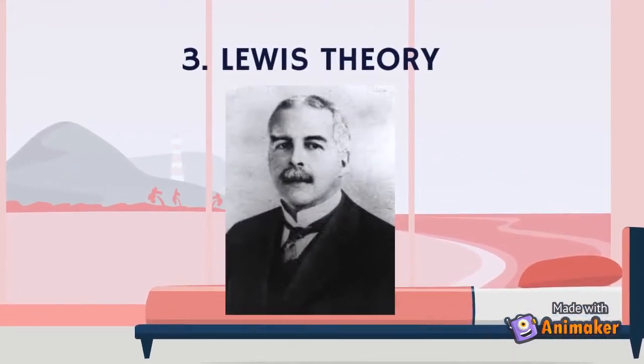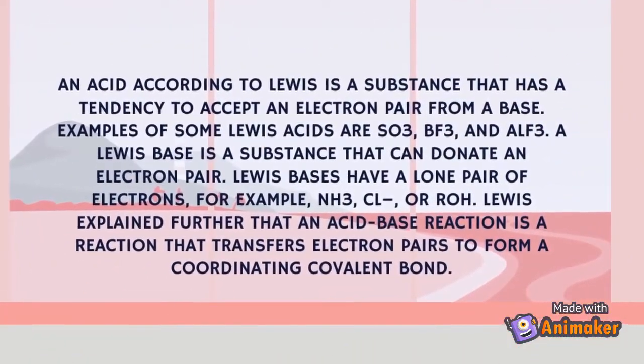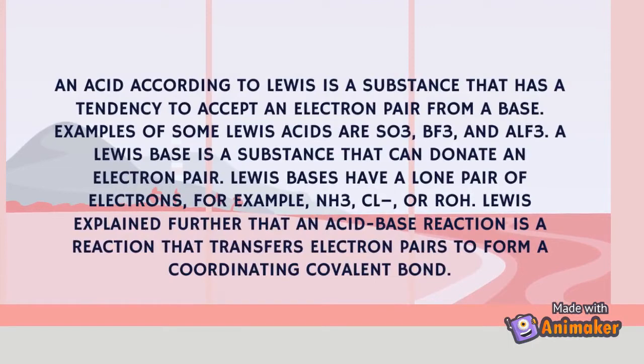The last one is the theory from Lewis. In 1923, Gilbert Newton Lewis, a chemist from UC Berkeley, proposed an alternative theory to describe acid and base. His theory described acid and base based on structure and bonds. An acid, according to Lewis, is a substance that has a tendency to accept an electron pair from a base. Examples of some Lewis acids are sulfur trioxide, boron trifluoride, and aluminum fluoride.